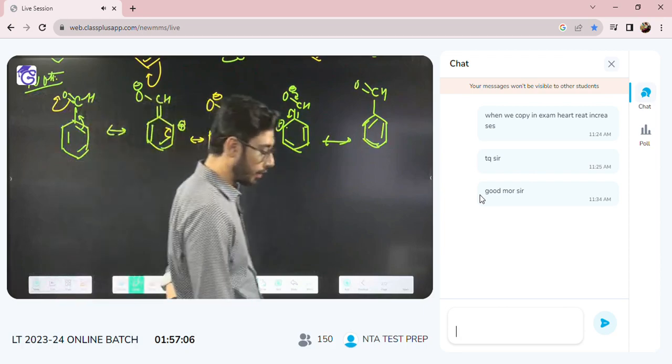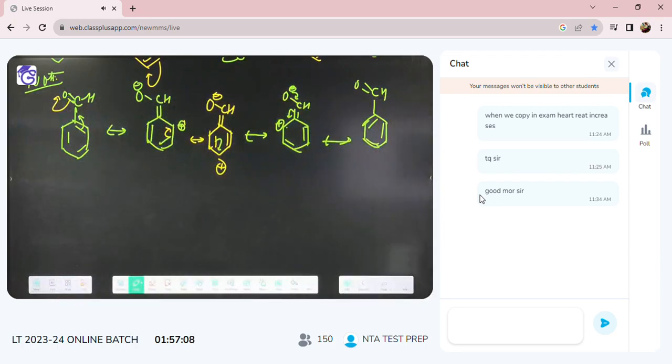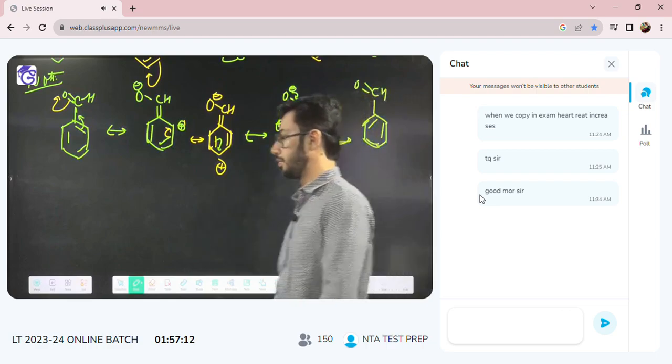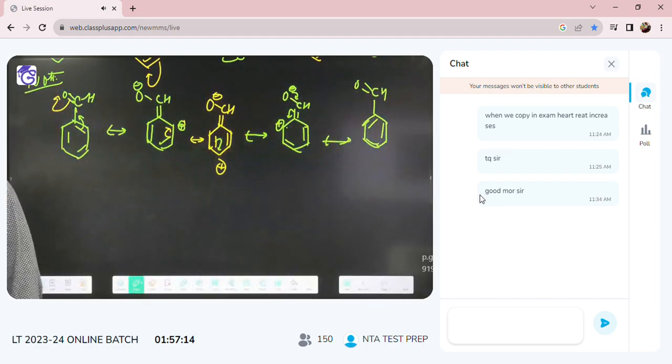Okay, so you can write one point. Minus M groups decrease electron density. Minus M groups decrease electron density at ortho and para positions.